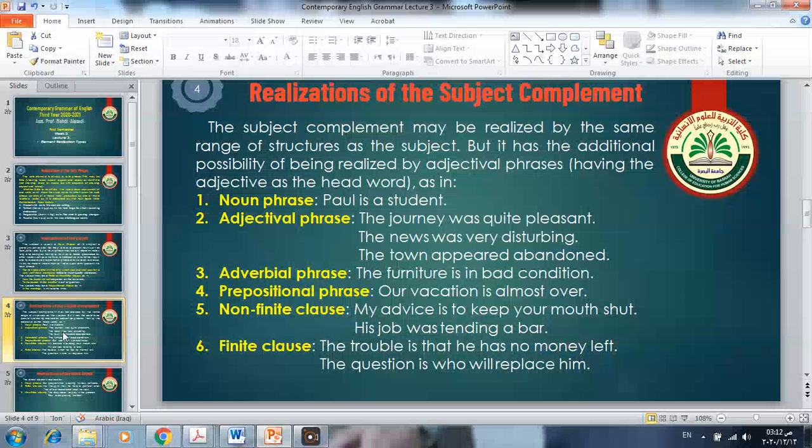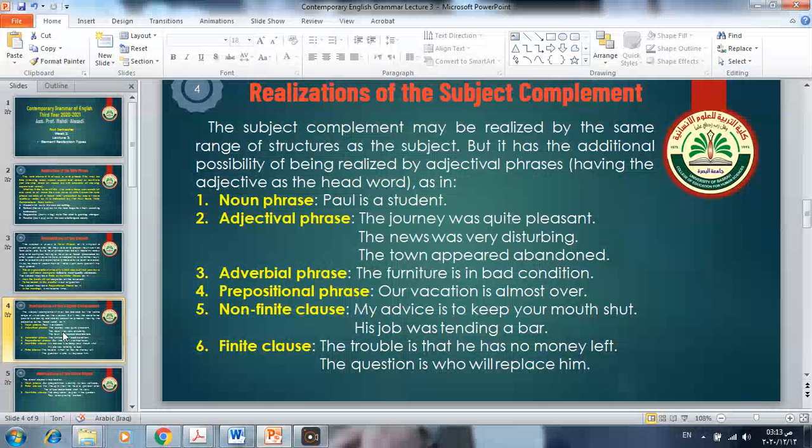Number 4, prepositional phrase. Our vacation is almost over. Almost over is the prepositional phrase. Number 5, non-finite clause. My advice is to keep your mouth shut. His job was tending a bar.